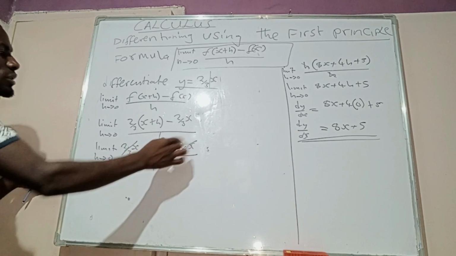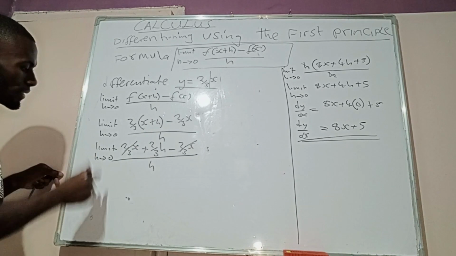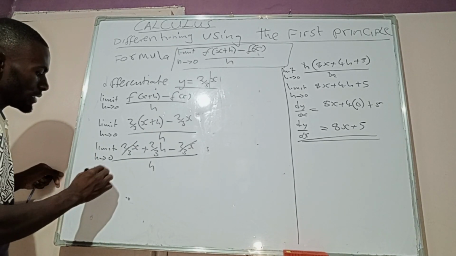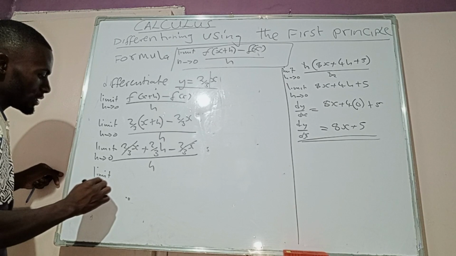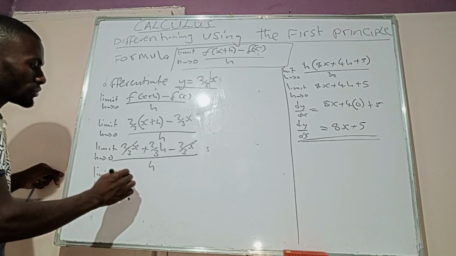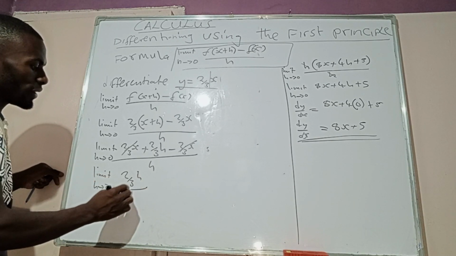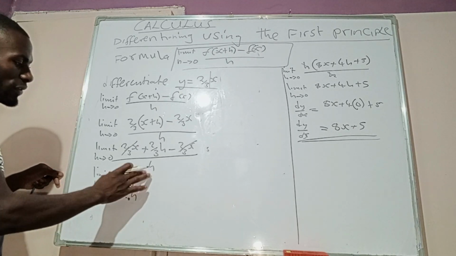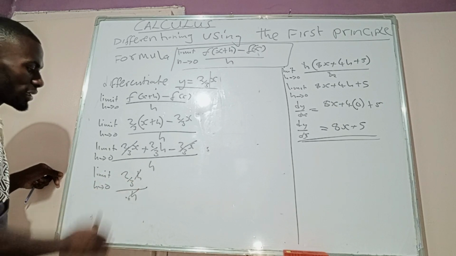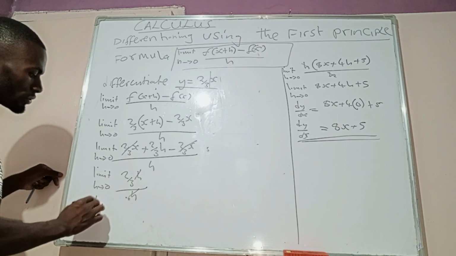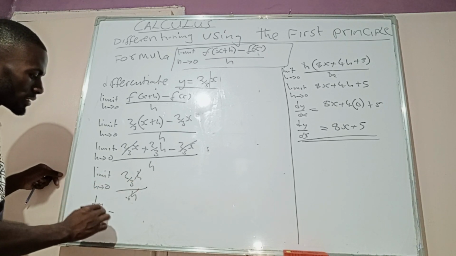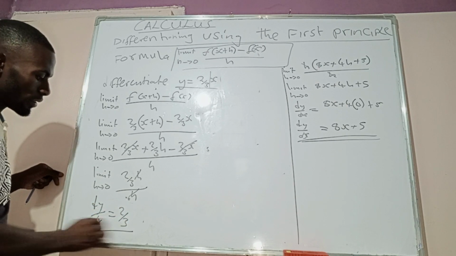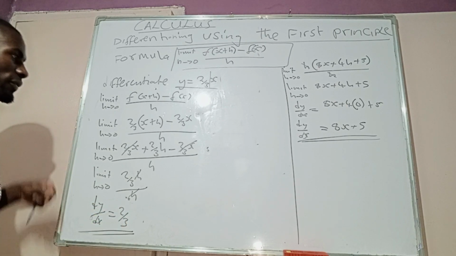So these and these, when you subtract, they are going to give you a 0. So we have a limit when h is approaching 0, 2 over 3h over h. So we're going to factorize. You have h there and h there. So these you can divide, and you have your dy over dx is equal to 2 over 3. This is your final answer.